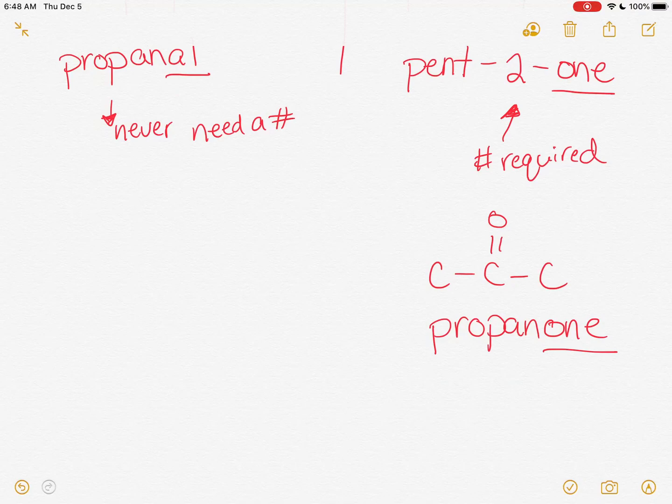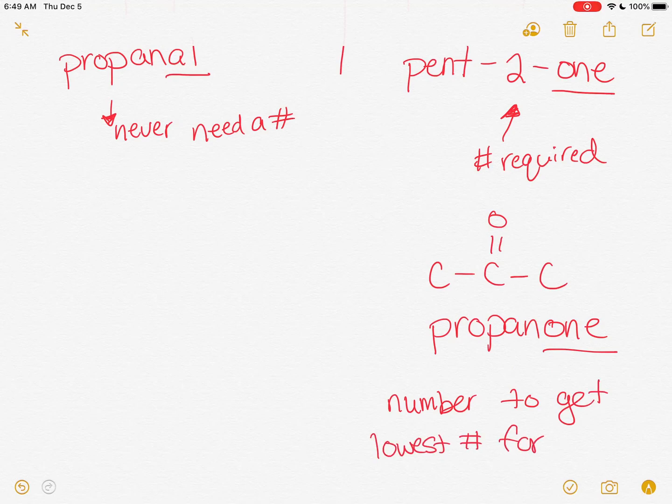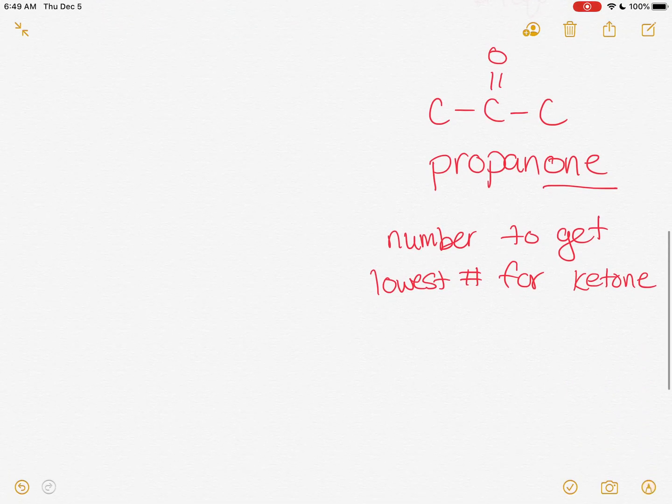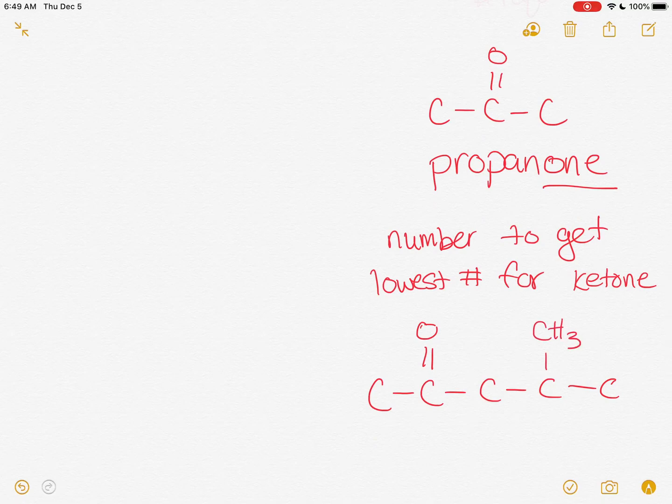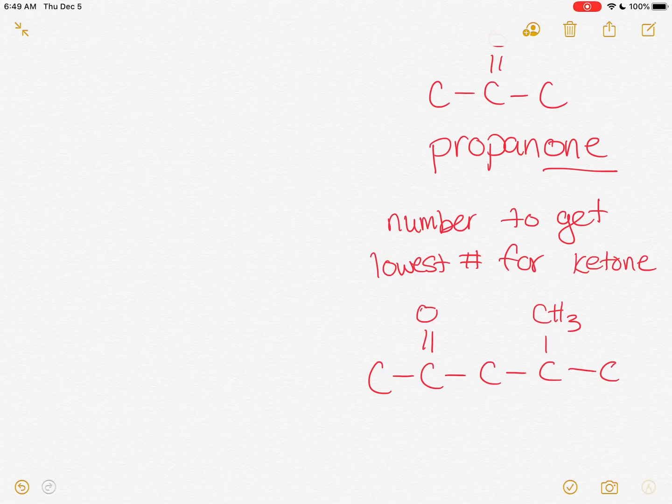Okay. Now, when you're numbering our ketones, we always want to start from the side that's going to give us the lowest number for our double bonded oxygen. So we number to get the lowest number for the ketone group. Okay, so if we say have a ketone, it looks like this. We've got a double bonded oxygen here, and so we have a methyl branch over here. Then we're going to number this with 1, 2, 3, 4, 5.